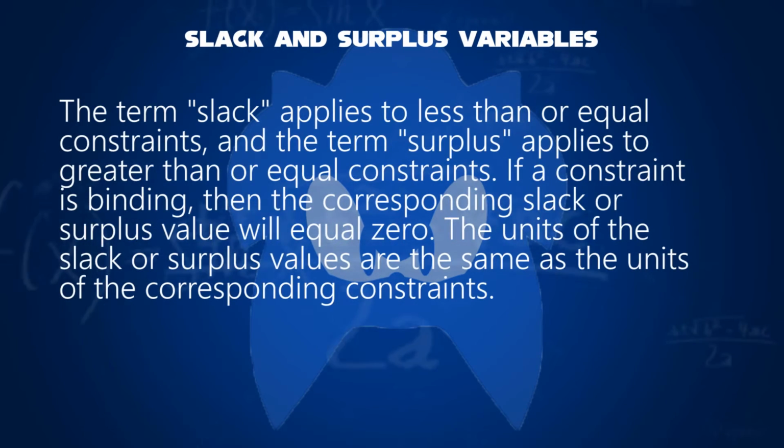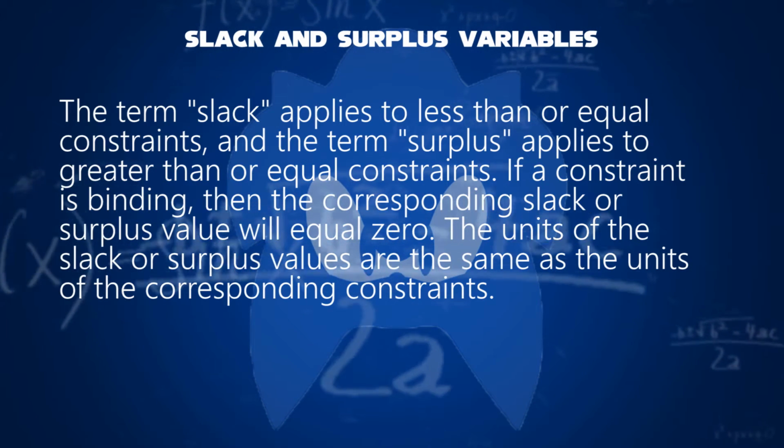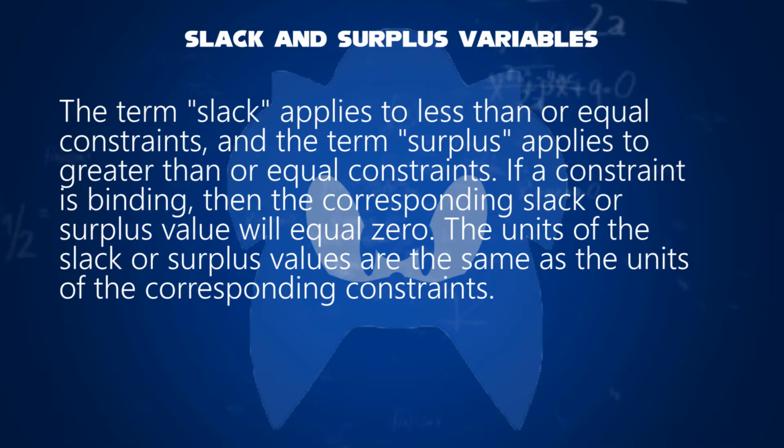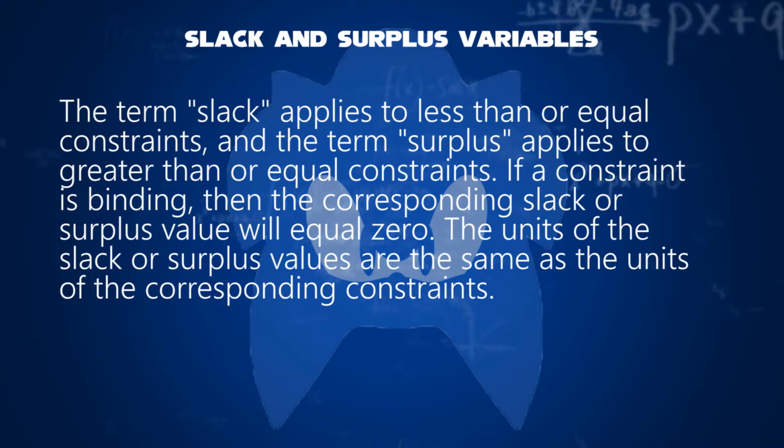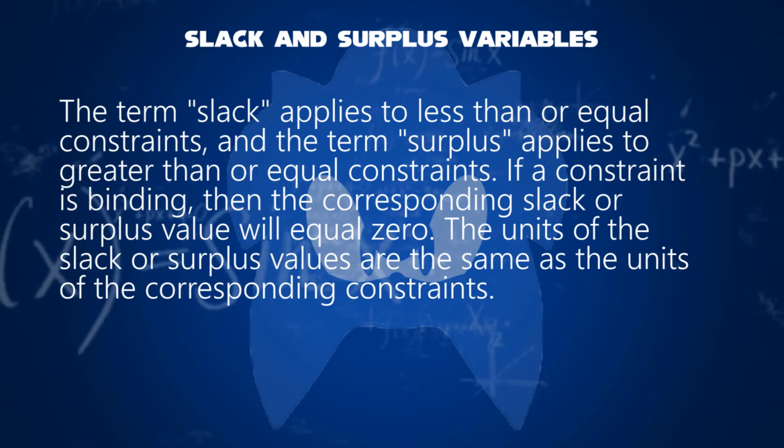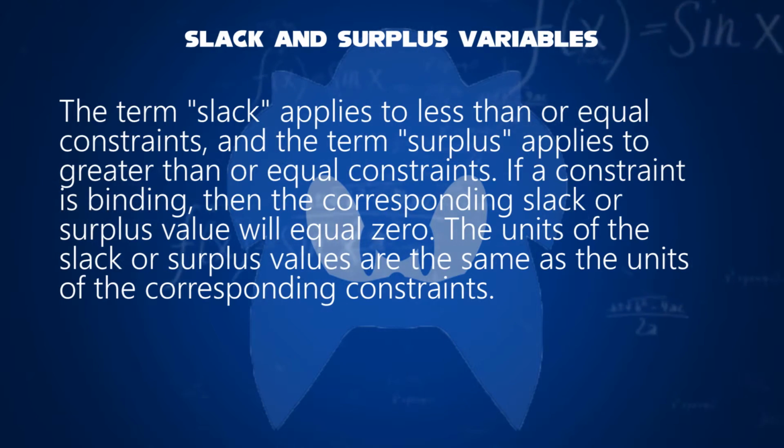The term slack applies to less than or equal constraints, and the term surplus applies to greater than or equal constraints. If a constraint is binding, then the corresponding slack or surplus value will equal 0. The units of the slack or surplus values are the same as the units of the corresponding constraints.